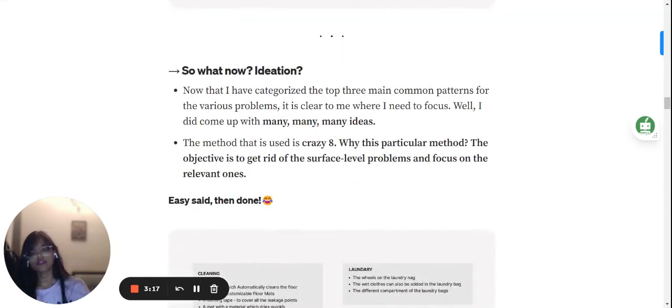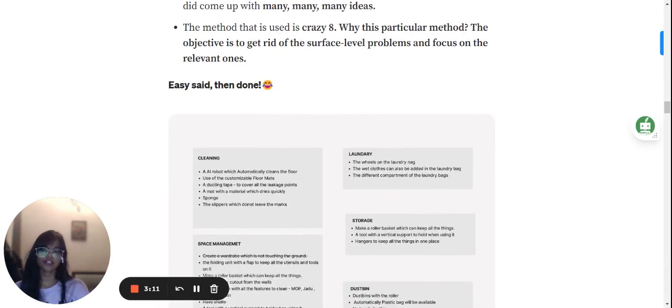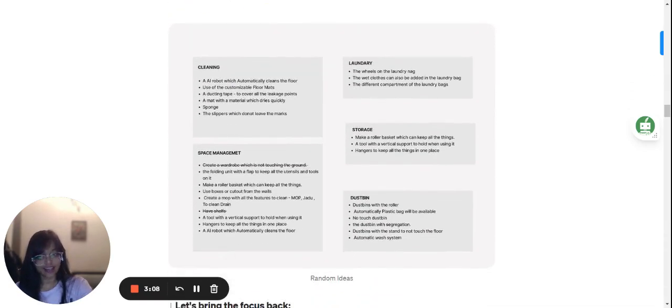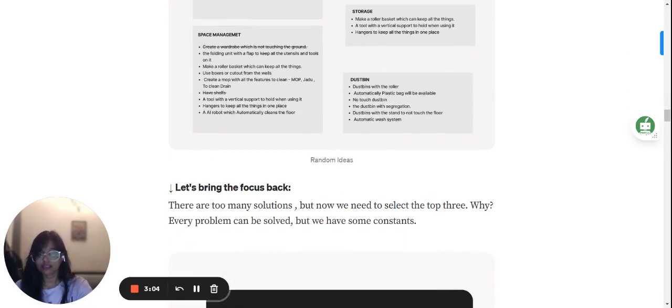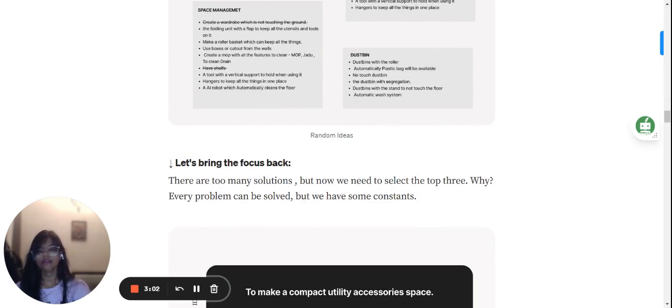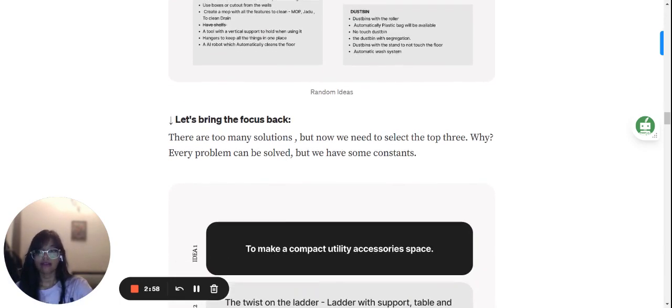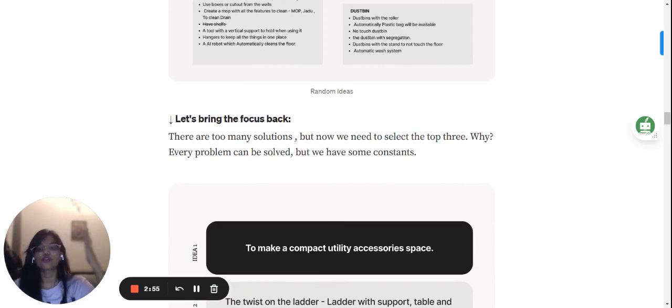Now that's not where we stop. Now we go on to ideation, and for the ideation I've used a method called Crazy 8, where I come up with 30 to 40 ideas. That's a lot of ideas, guys, in just 10 minutes. You can hardly do it, but it was very interesting, very satisfying even. That's where I got from superficial level problems to actual root problems and the ideas to actually solve for them.